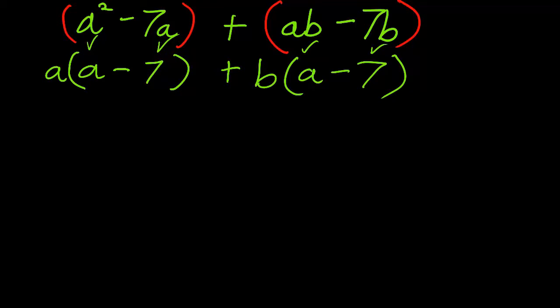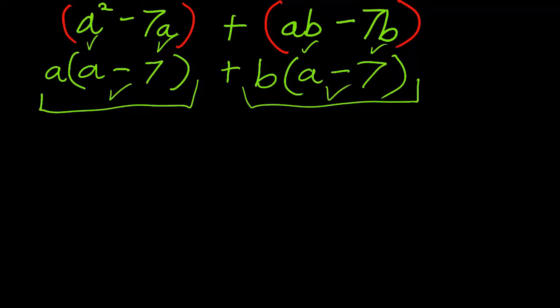Now, consider the entire polynomial. The plus in the middle separates the first term from the second term. Notice that both of these terms have an a minus 7. I will pull a minus 7 out as the GCF. And then I'll write the leftovers, a plus b.